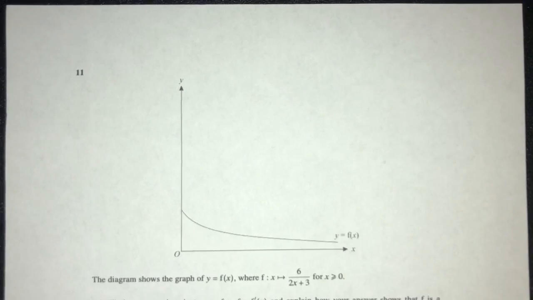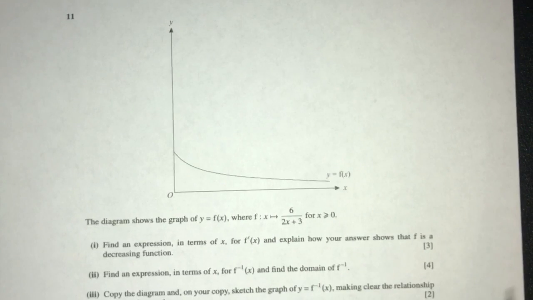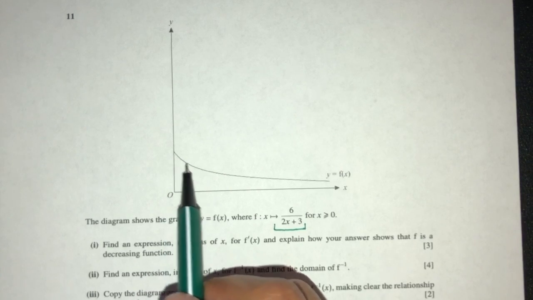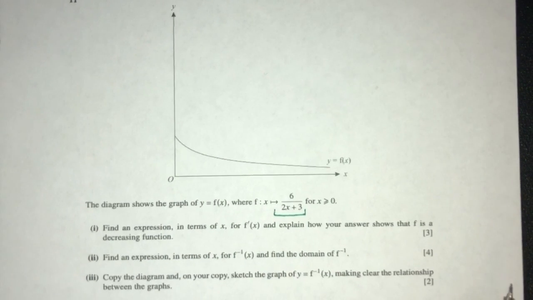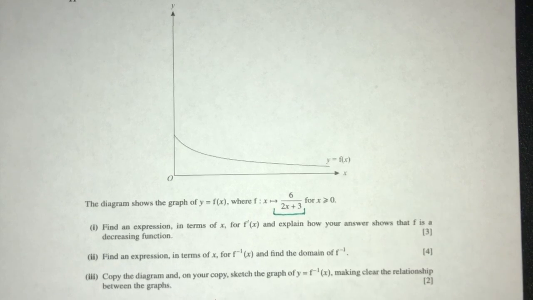So let's move on to the next question. So here we have the diagram shows the graph of y equal to f of x. Okay, now f of x is given to you by this. This is the equation of f of x. As you can see, it is going down. Now part 1, we have to find an expression for f prime of x and explain how your answer shows that f is a decreasing function.